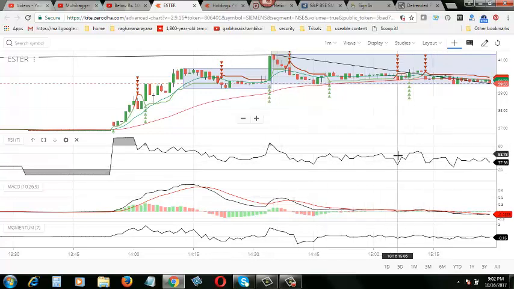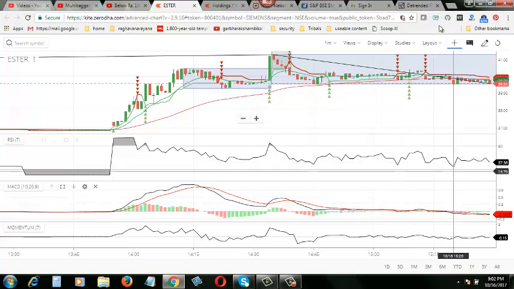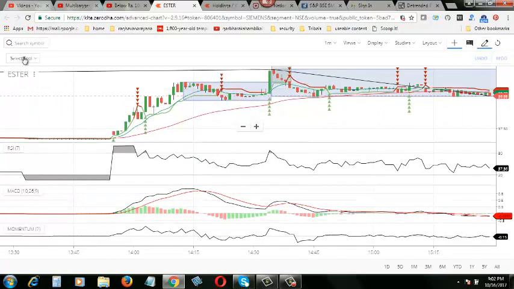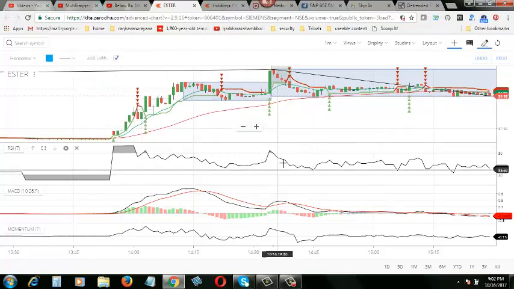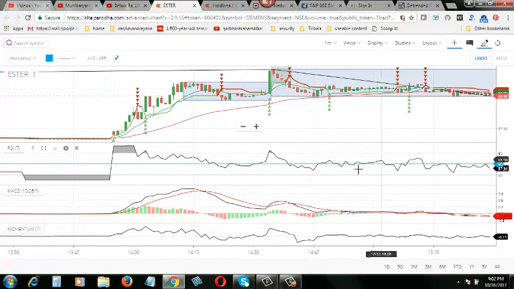Most of the time the RSI is below the 50 line. I will draw the line for your understanding here. Now I will draw a 50 line here, so see the 50 line here.